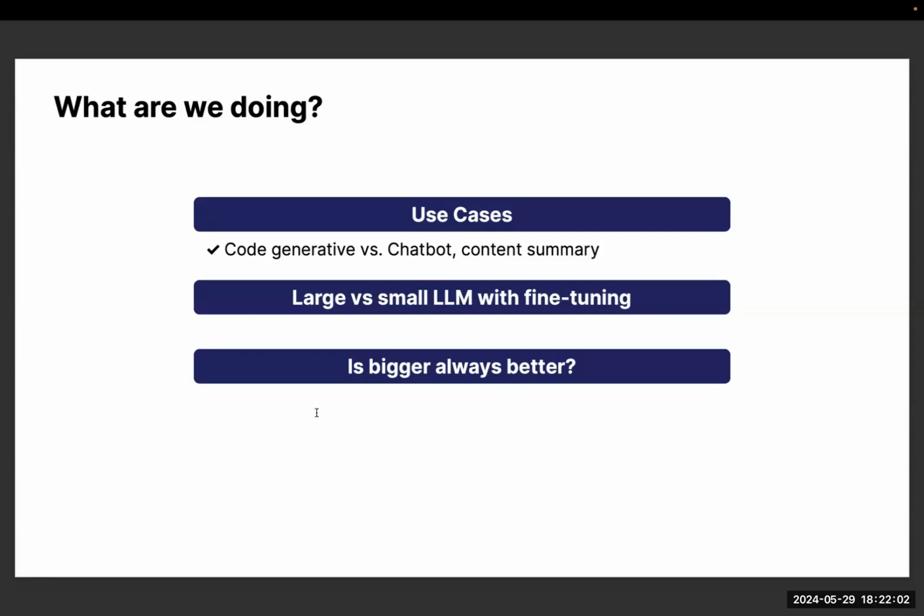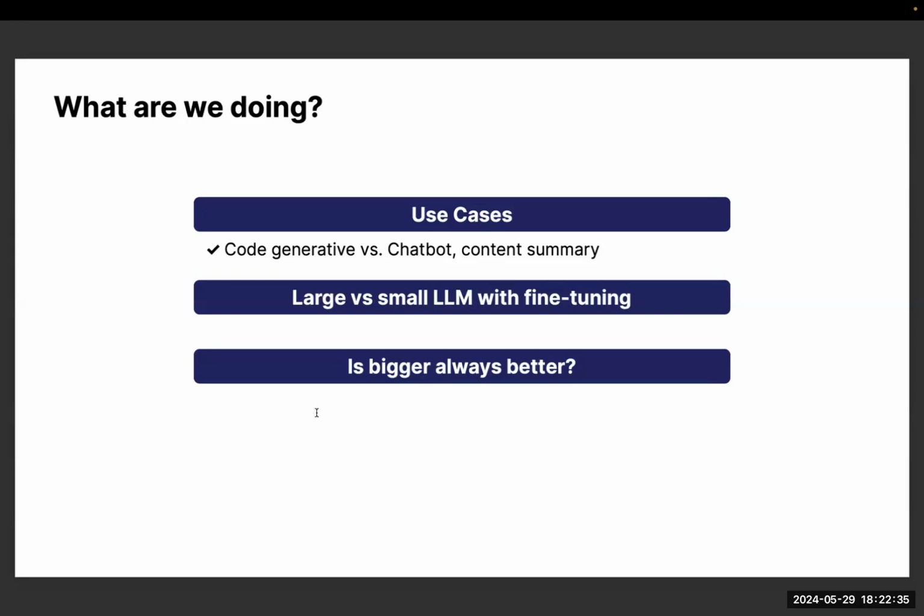Well, the obvious answer is probably not, because it depends on the use case, what you're trying to do with it. So for code generation, if you want high accuracy, probably small LLM with fine tuning. If you include the cost, also the hardware, the cluster, and the resources, probably small LLM with fine tuning is better. But then again, it depends on the base model that you're using too. So there are a lot of different variables that we are evaluating.